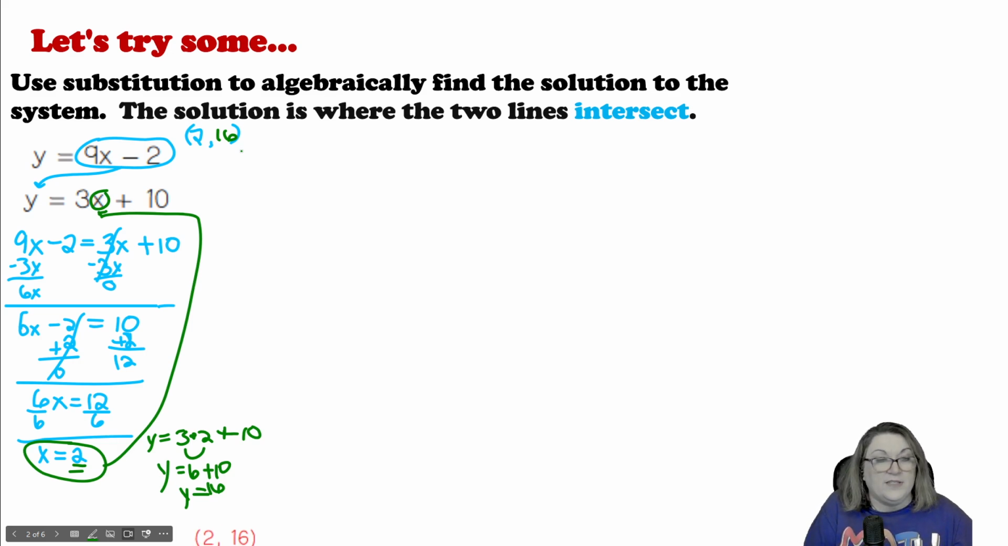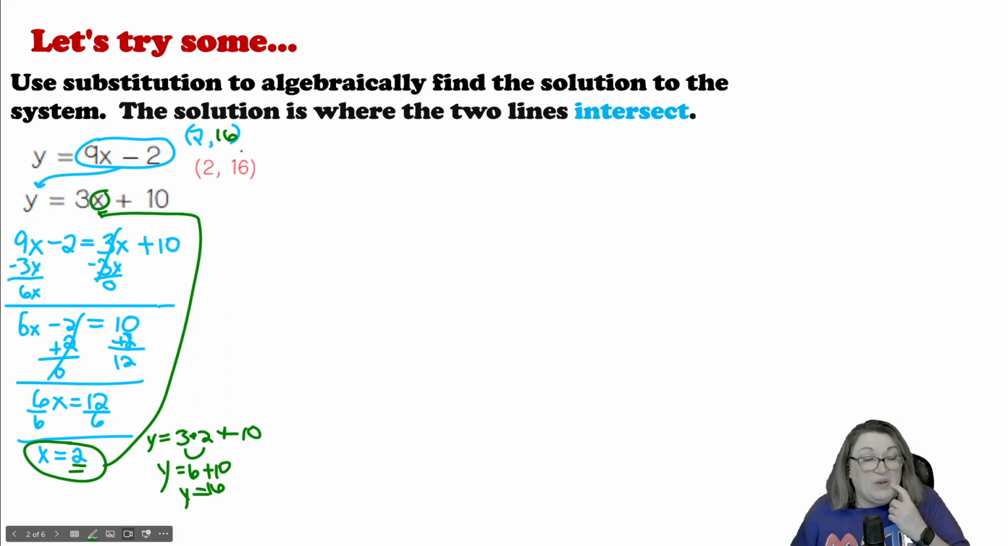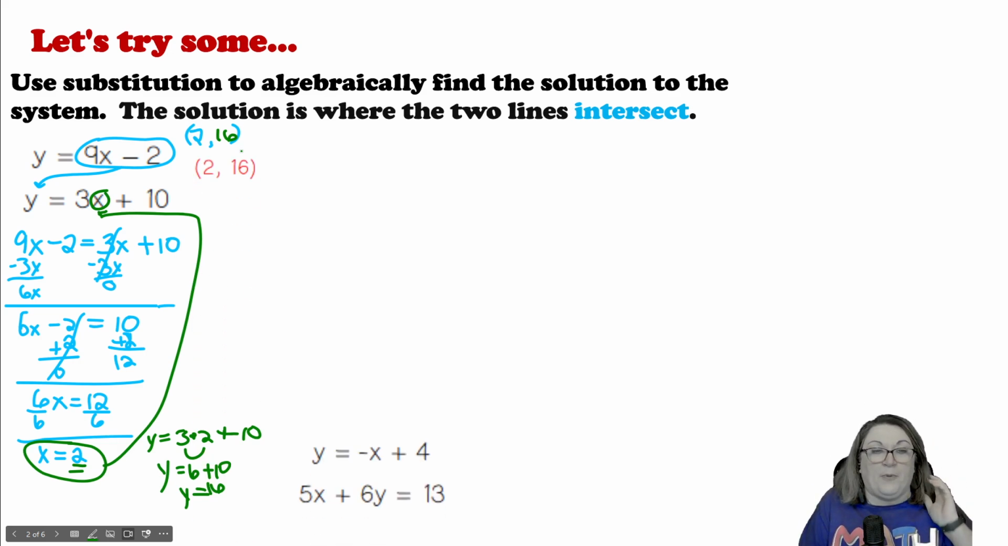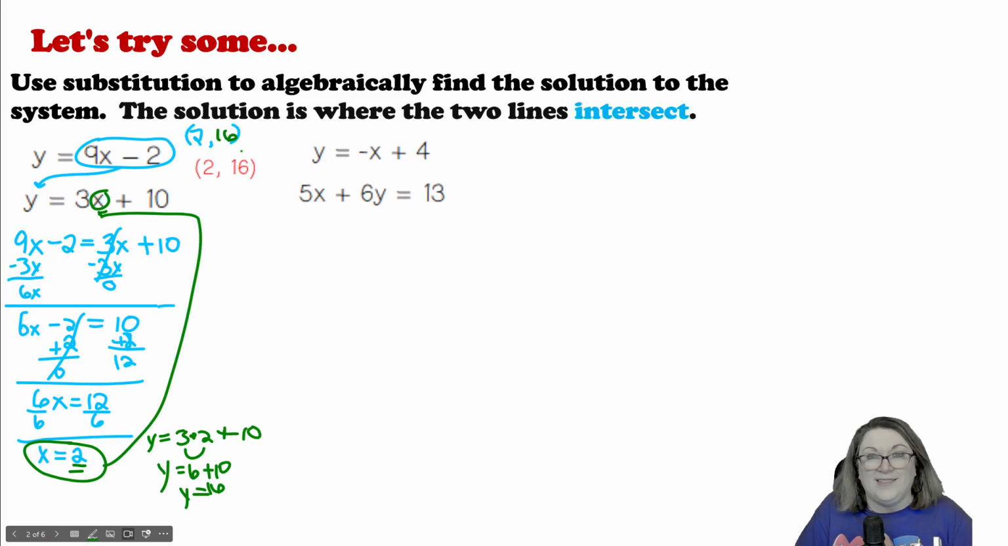Let's check ourselves. Yes, that's what we got, 2 and 16. So let's try another example. This time we have one equation in standard form and one in slope-intercept form.